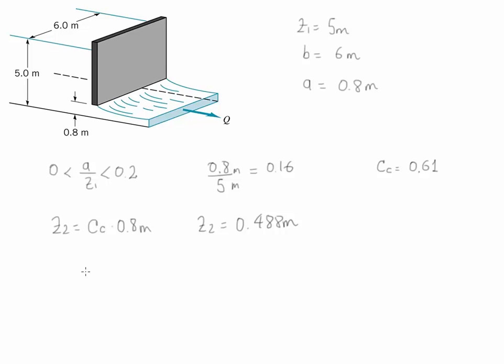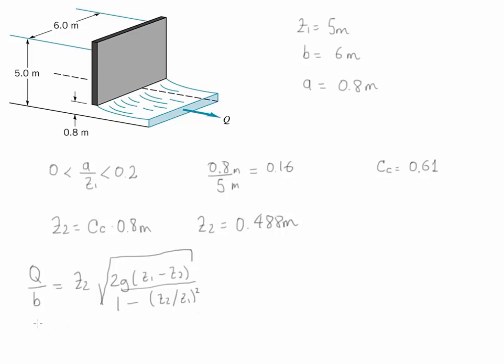Now what we are going to do is calculate the value of Q using both methods, one without the approximation and one with the approximation. So let's start without the approximation. We know that the value of Q, by unit width, so we have Q divided by B, is equal to Z2 times the square root of 2g(Z1 minus Z2) divided by 1 minus (Z2/Z1) to the second power.